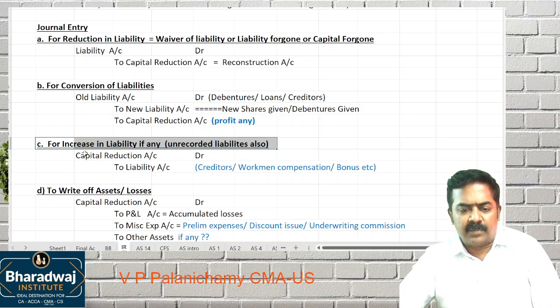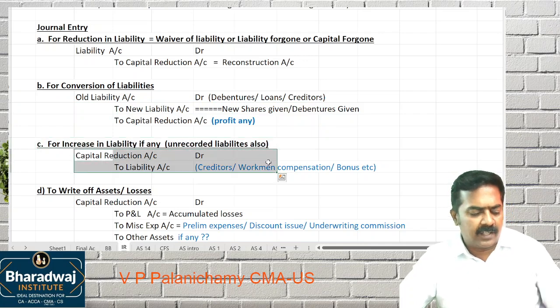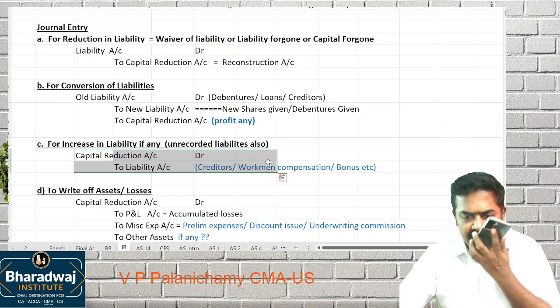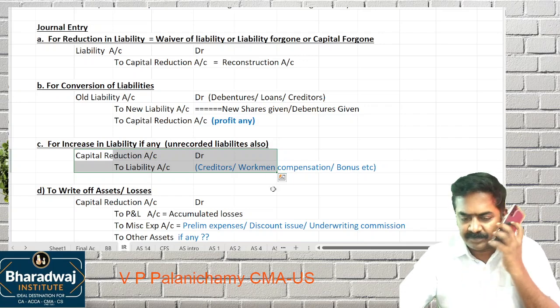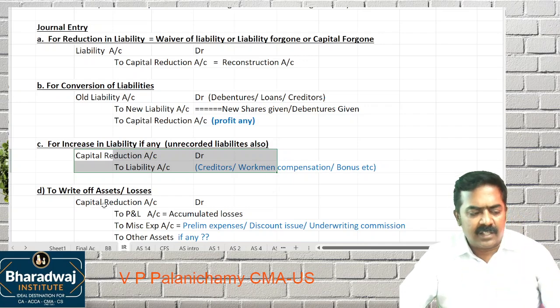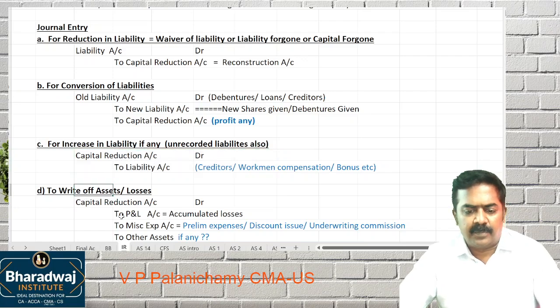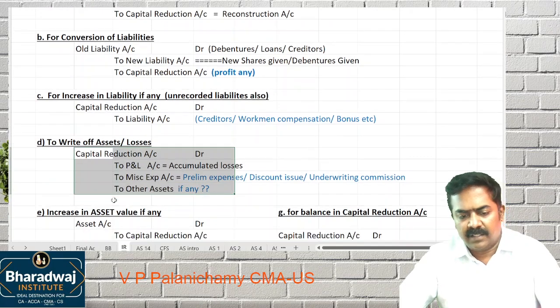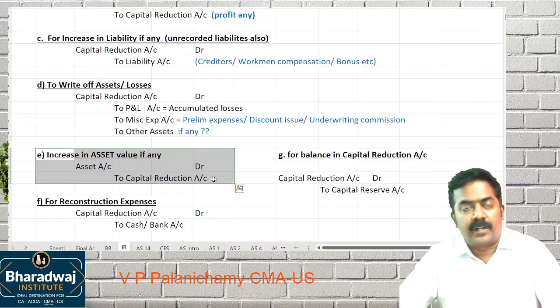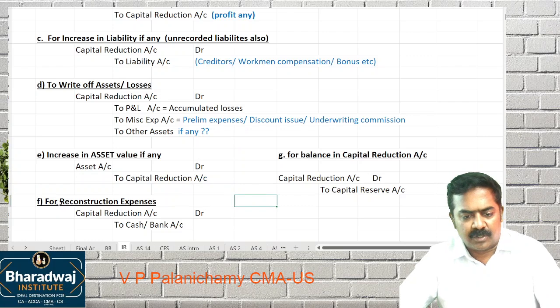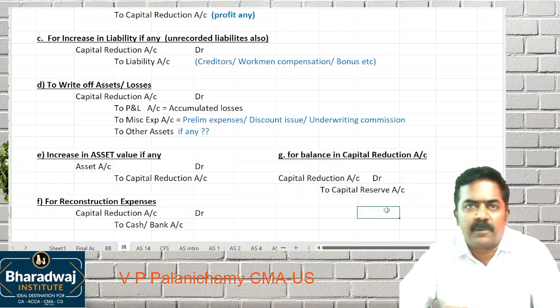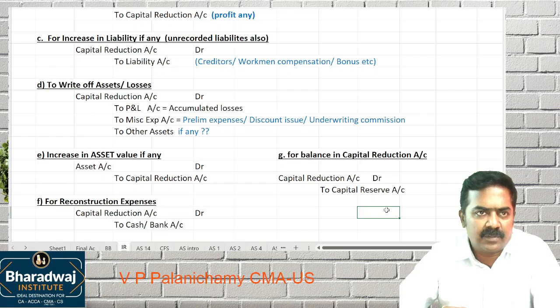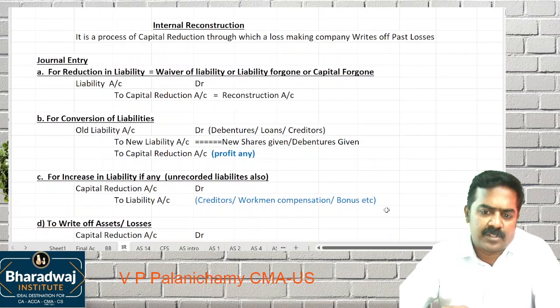For increase in liability, capital reduction account debit to liability account. Capital reduction account debit to which account? Liability account. If there is a loss like P&L account or miscellaneous expenses, other assets, you write off. If there is any increase in asset, asset account debit to which account? Capital reduction account. Expenses you charge it. Any balance, it will be transferred to which account? Capital reserve account.